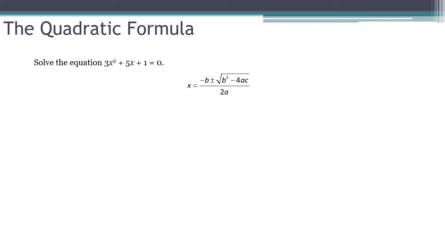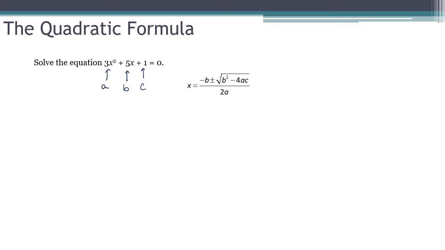So now that we have this formula, this great new tool added to our toolbox, let's see how we can use it to actually solve some equations. I've got an example here for us to start with: 3x squared plus 5x plus 1 equals 0. To use the quadratic formula, the first step is identifying the values of a, b, and c. Those values come right from the equation. The first number, the 3, is a, b is 5, and c is 1.